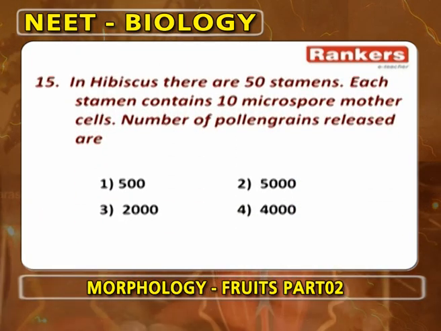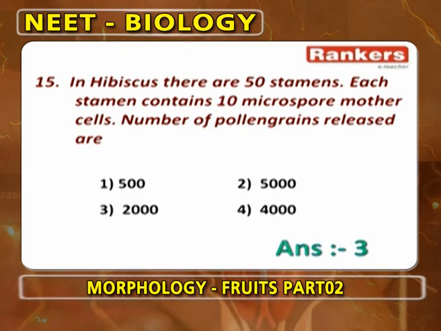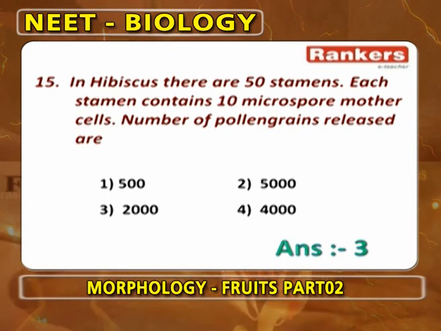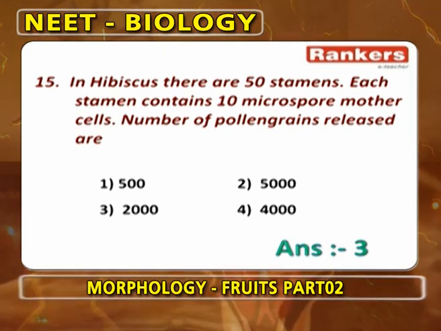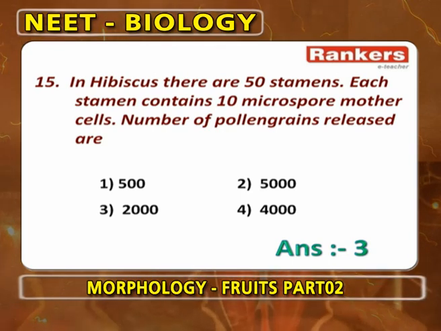Now in hibiscus there are 50 stamens. Each stamen contains 10 microspore mother cells. Number of pollen grains produced: 50 into 10 into 4, it will be 200. 50 stamens, each stamen contains 10 microspore mother cells, means 50 into 10, 500, 500 into 4, 2000. Answer is 2000.